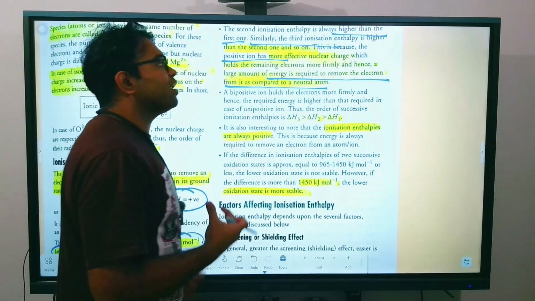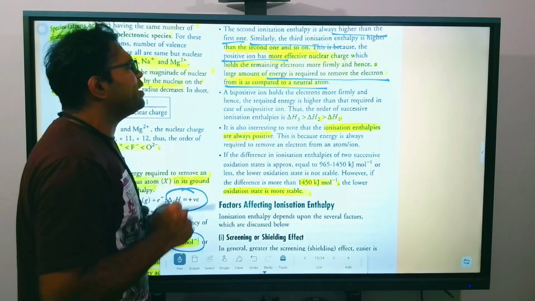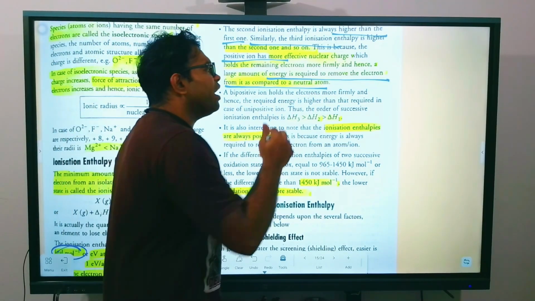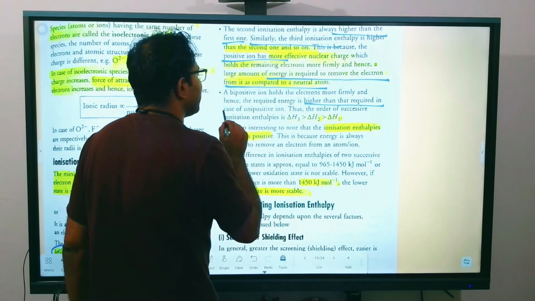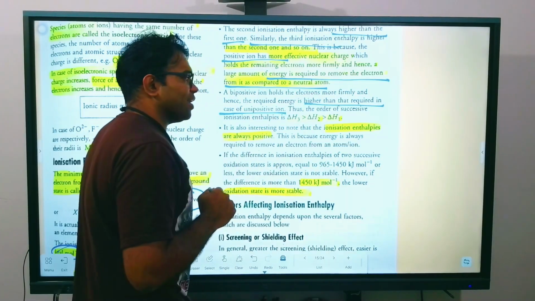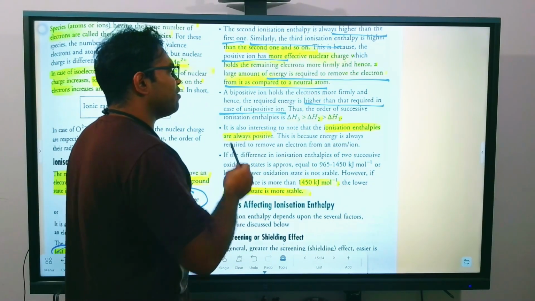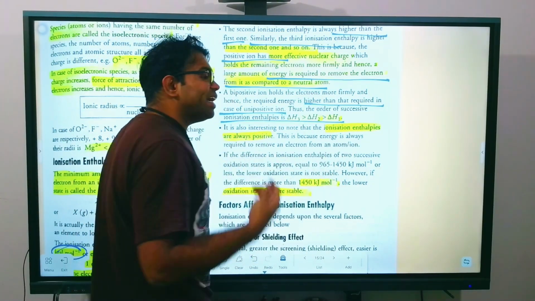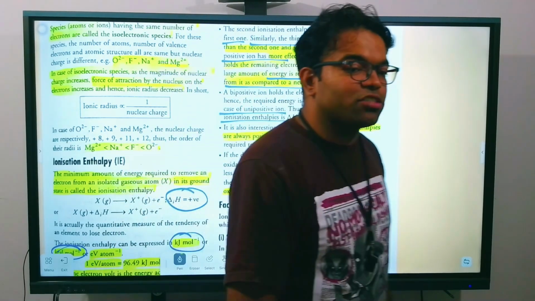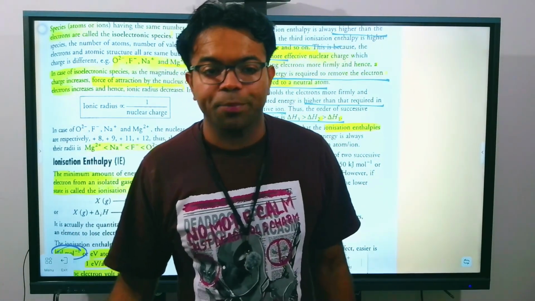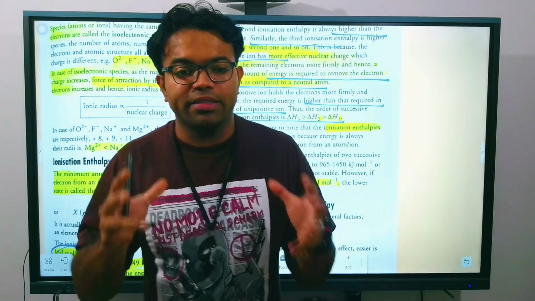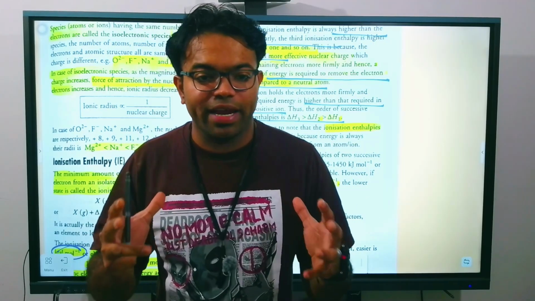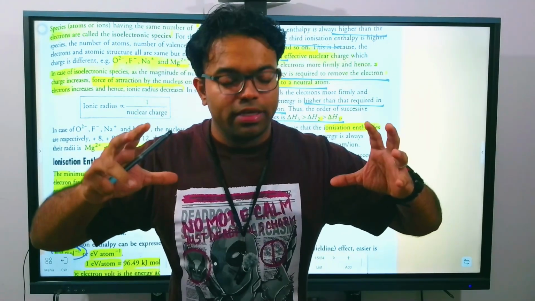A bipositive ion holds electrons more firmly, and hence the required energy is higher than in the case of unipositive ions. Thus, the order of successive ionization enthalpies is delta H3 greater than delta H2 greater than delta H1. Is there any problem in this theory? It is very simple, right?